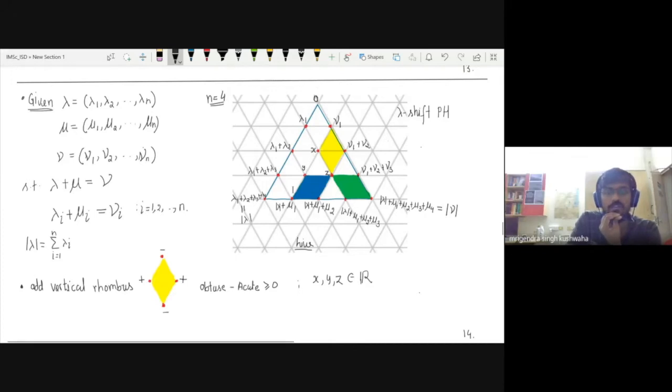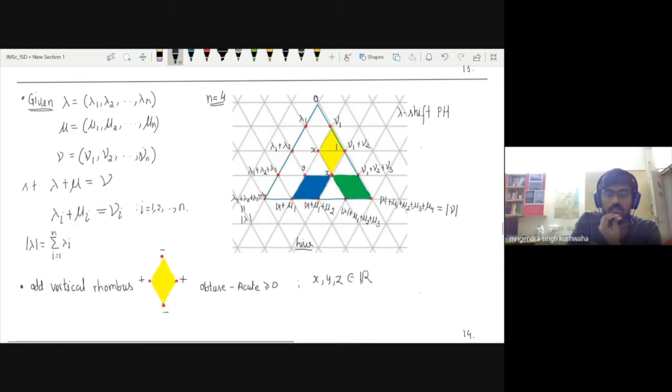Inside you have to fill in some integers such that the rhombus inequality is satisfied. The rhombus inequalities, I told you, for the blue and green ones: obtuse minus acute is bigger than or equal to 0. Similarly for green, but before that there were two rhombi. Now we have to add one more rhombus, the vertical one, which is yellow. That also has the same inequality: obtuse minus acute is bigger than or equal to 0.